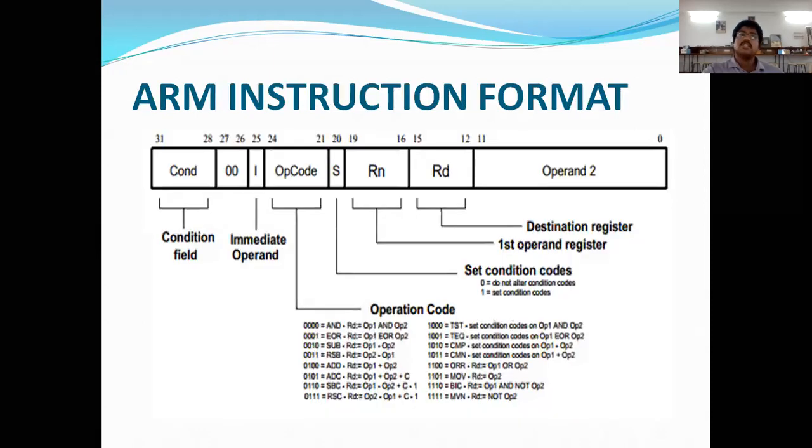Next class we will discuss. This is the ARM instruction format. It is of 32 bits. Among them we are having 4 bits for opcode, so you can get 16 combinations. Then the conditional field, and the 26th and 27th bits are fixed as zeros, and the 25th bit indicates the immediate operand. RN indicates the first operand register, RD indicates the destination register, like that.